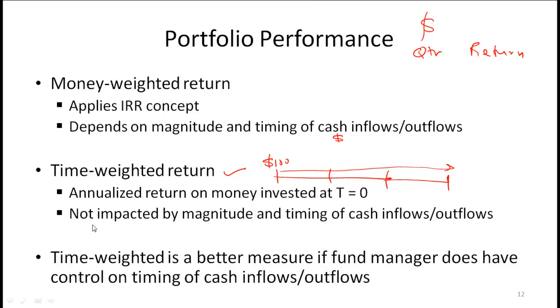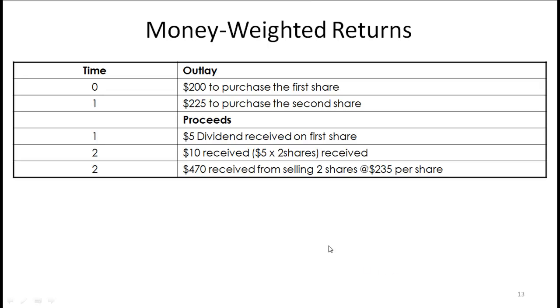This time weighted return, as I mentioned, is not impacted by the magnitude and timing of any withdrawals your clients might make or any additional funds that they might put into your fund. Time weighted return is therefore a better measure if you, the fund manager, do not have control on the timing of cash inflows and outflows. On the other hand, if you do have control on inflows and outflows, then money weighted return would be a better measure. So let's look at how we calculate the money weighted return.